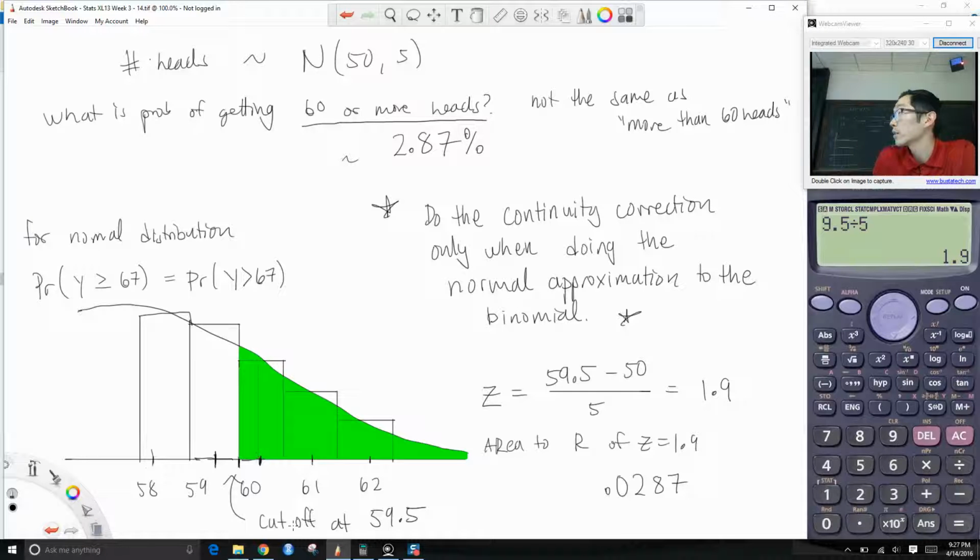So you're adding that half just so you get that extra little triangle. You're getting this half of the bar, because otherwise I would not get the full bar, okay? On the other hand, if I said, what's the probability of getting more than 60 heads, where would my cutoff be there? Not at 60, but at 60.5, because I don't actually want to include the bar for 60. So the cutoff here would be 60.5.